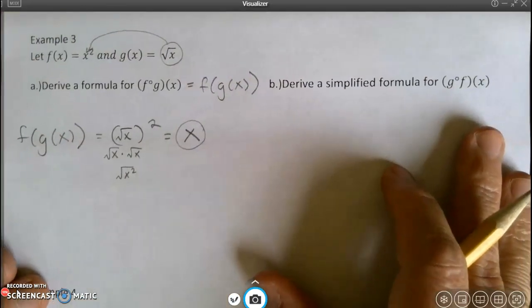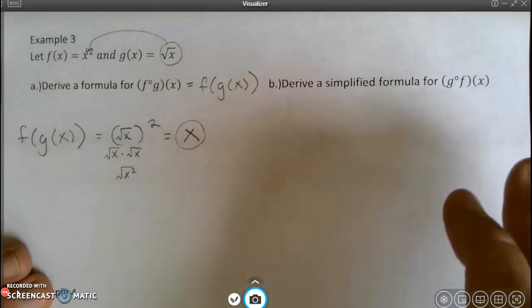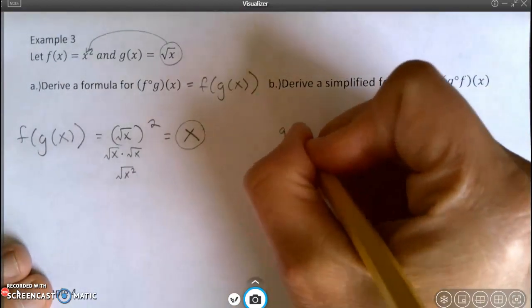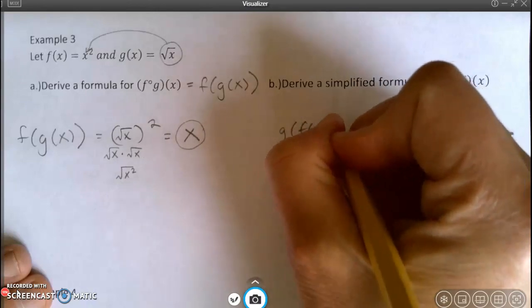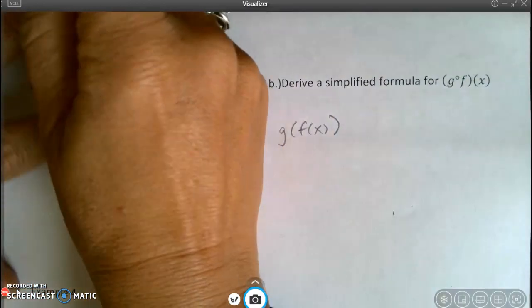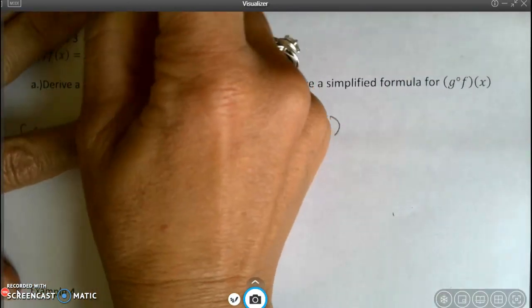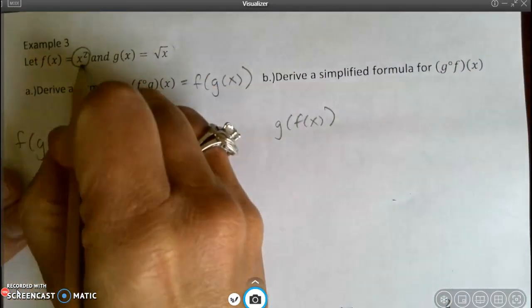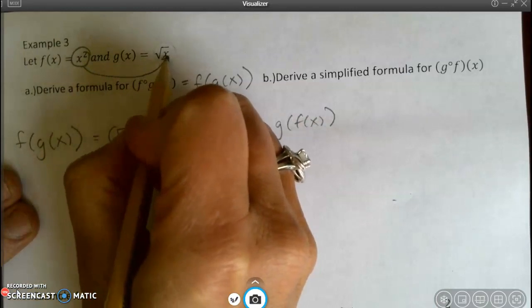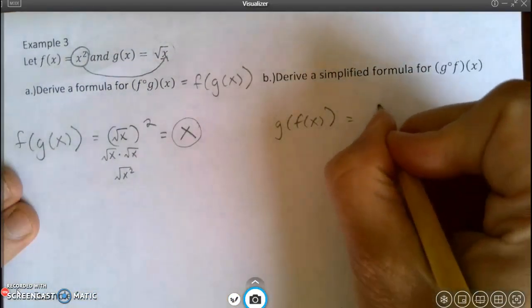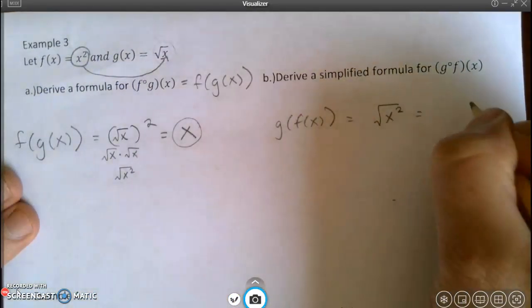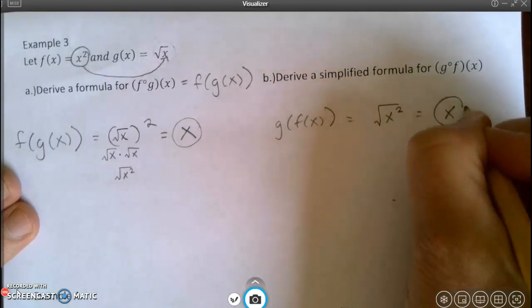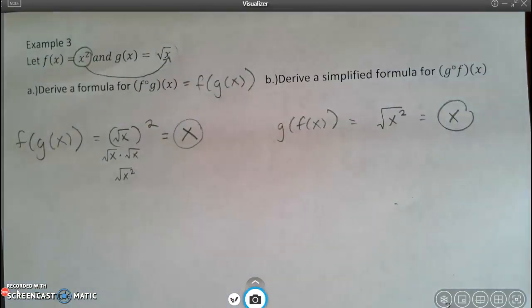So my formula for f of g of x is simply x. Now we're asked to derive a simplified formula for g of f of x. So this time we're going to take this function and put it into here. So that's the square root of x squared, which is x. Well, look at that. We got the same thing.